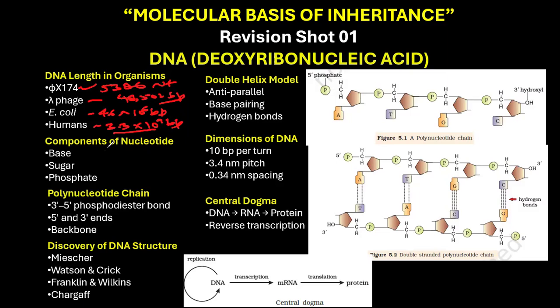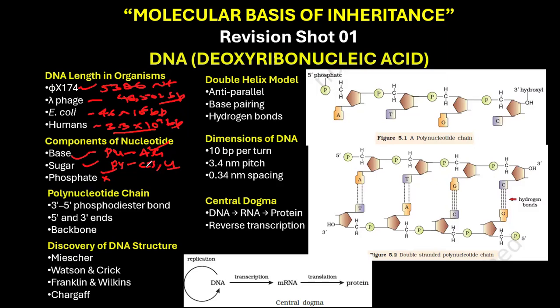Then the structure of the polynucleotide. In the nucleotide you have a base, you have sugar, and you have phosphate, pentose phosphate. So these are the components of a nucleotide. When we talk about a nucleoside, you don't have phosphate in the nucleoside. Then nitrogenous bases. In nitrogenous bases you have purines. Purines are two, that is adenine and guanine, and then you have pyrimidines: cytosine, thymine, and uracil in case of RNA.